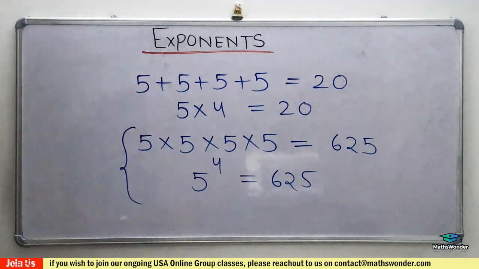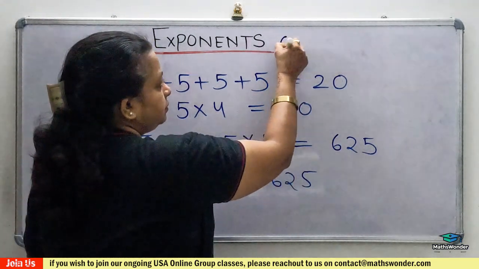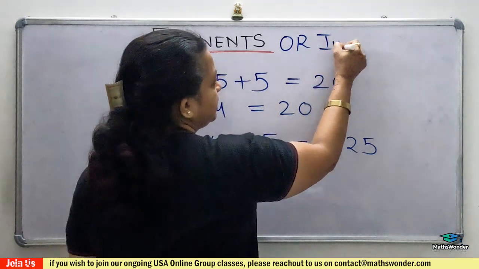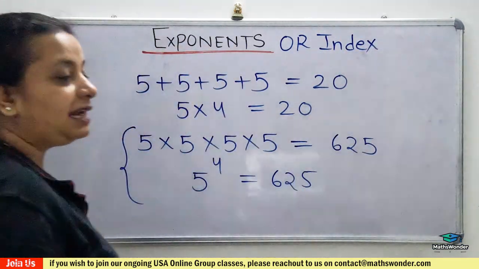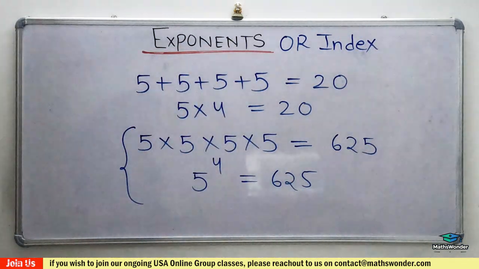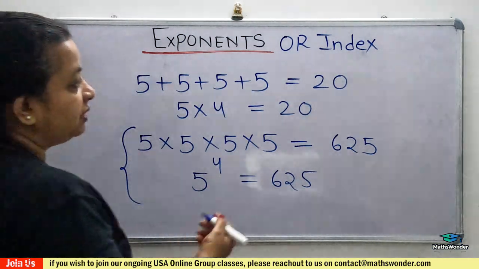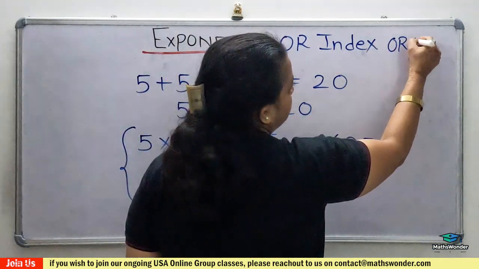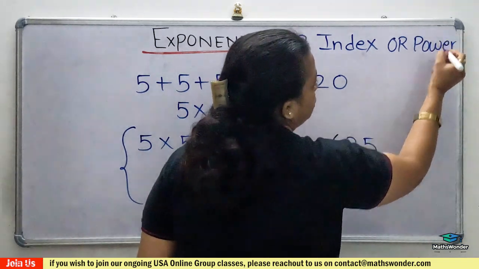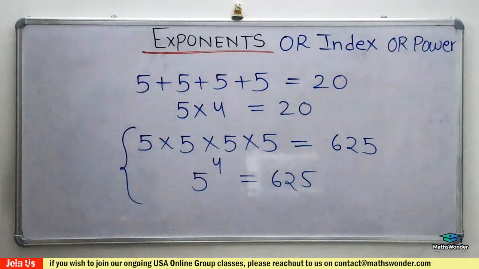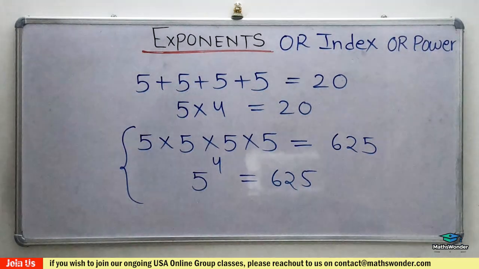Got it? In exponents, we have other names for the exponent. The other name of exponent is index. Index is also an exponent, and you can say power also. So there are 3 names: exponent, index, and power.